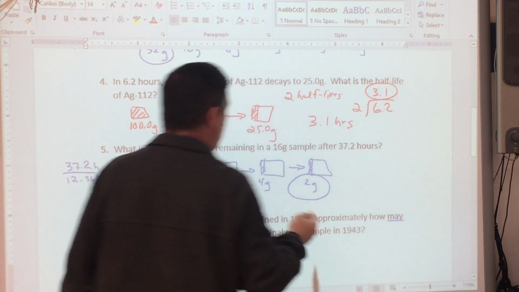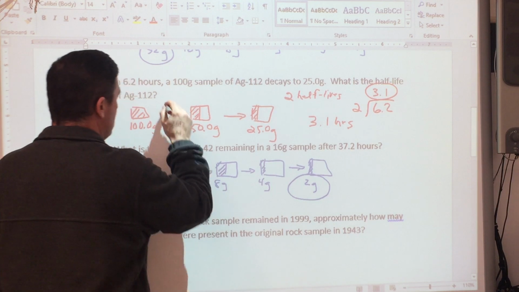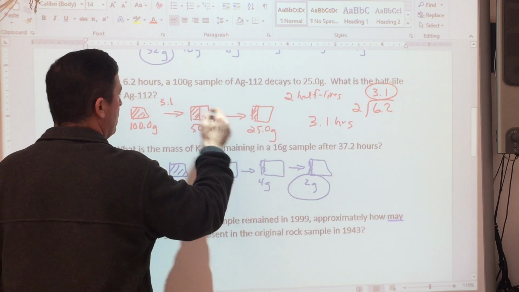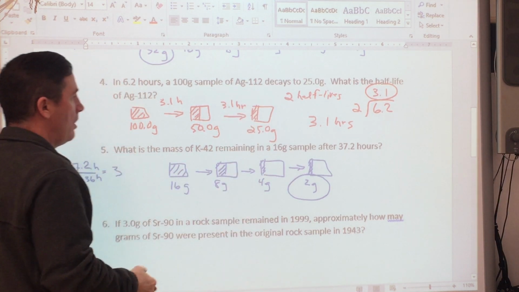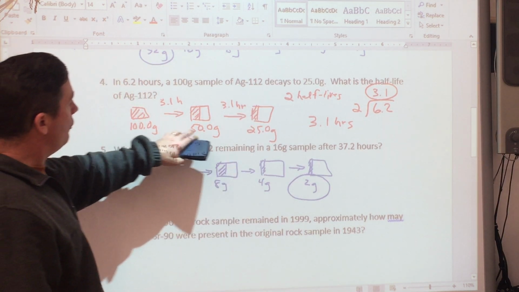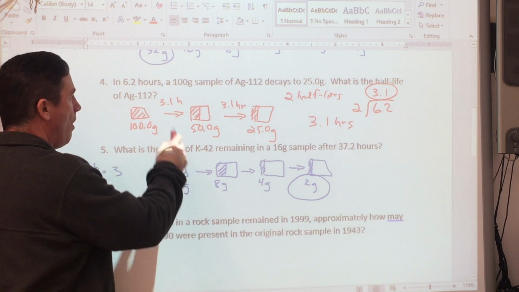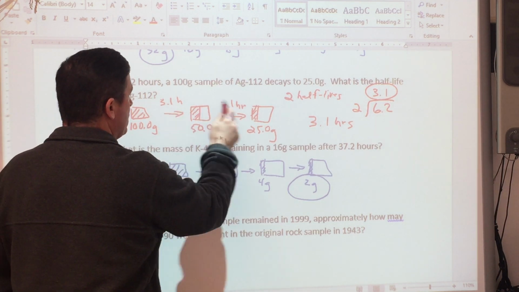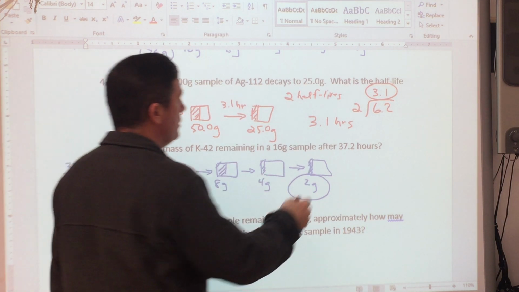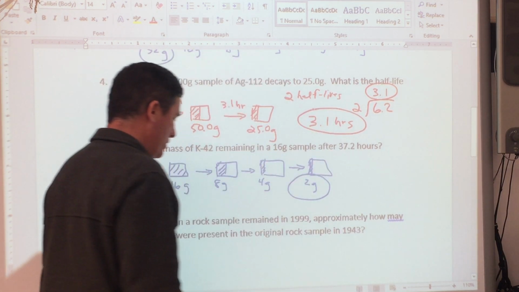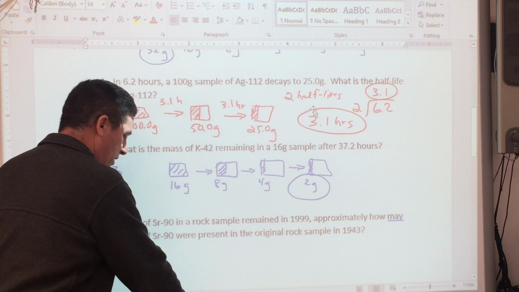Does that make sense? That means 3.1 hours here and 3.1 hours. So 100 to 50 to 25 in 6.2 hours. So that does make sense. So my answer here is 3.1 hours. Number 6.